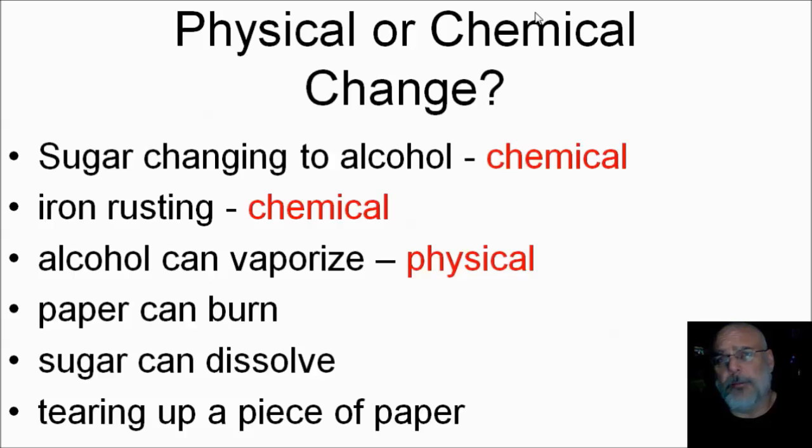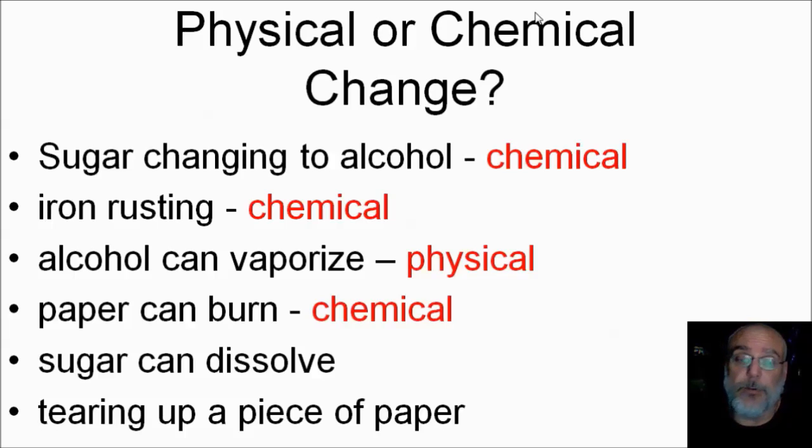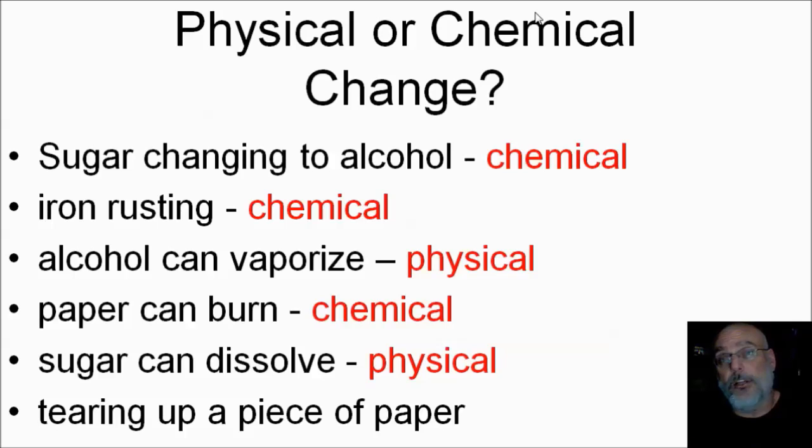Paper can burn. You take a piece of paper, you light it, you burn it. That is definitely a chemical change. The paper and the ashes and all that kind of stuff left over are very different substances. Sugar dissolving, that's a tricky one. If you have sugar, you have a white powder, you put it in the water, stir it up, it dissolves into the liquid. However, it's still sugar and water. So that's a physical change. It's not a chemical change.